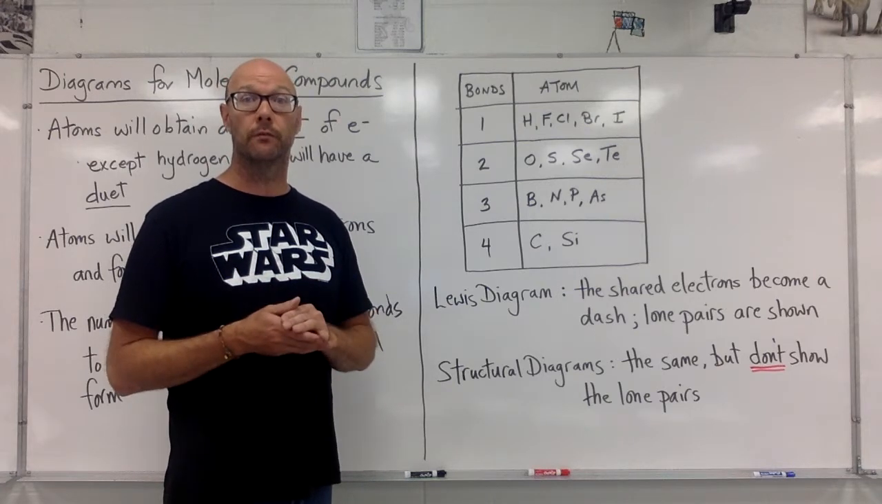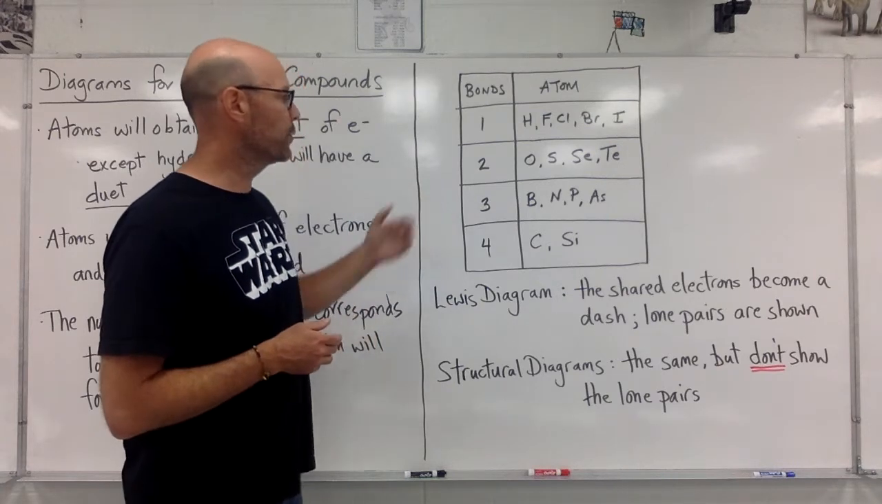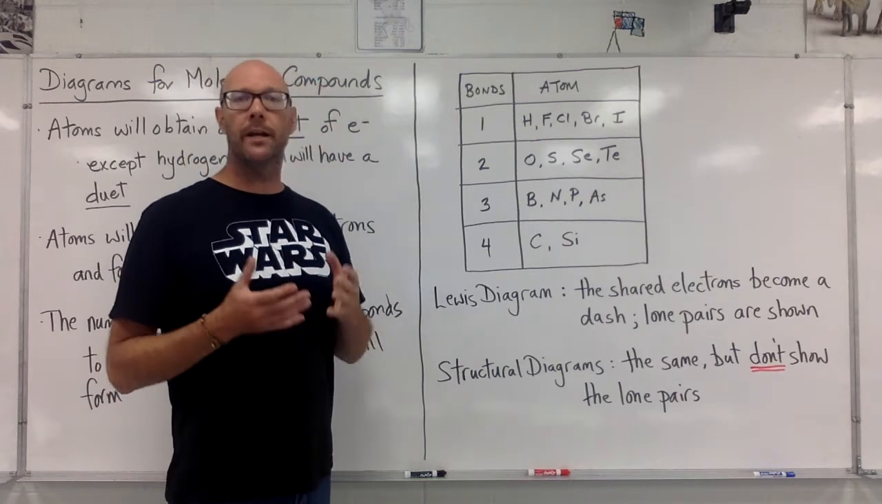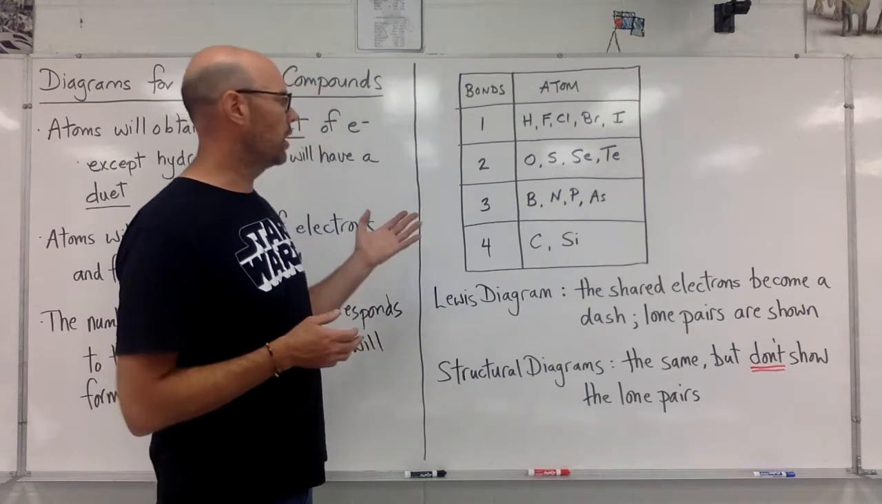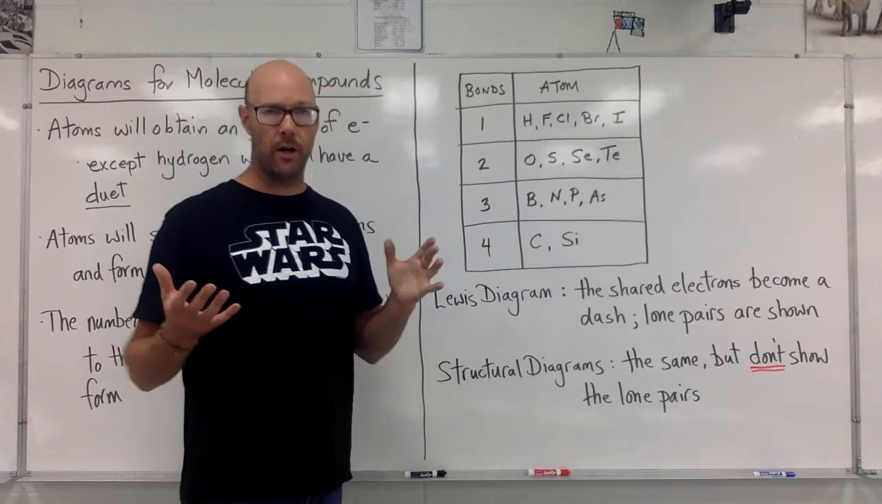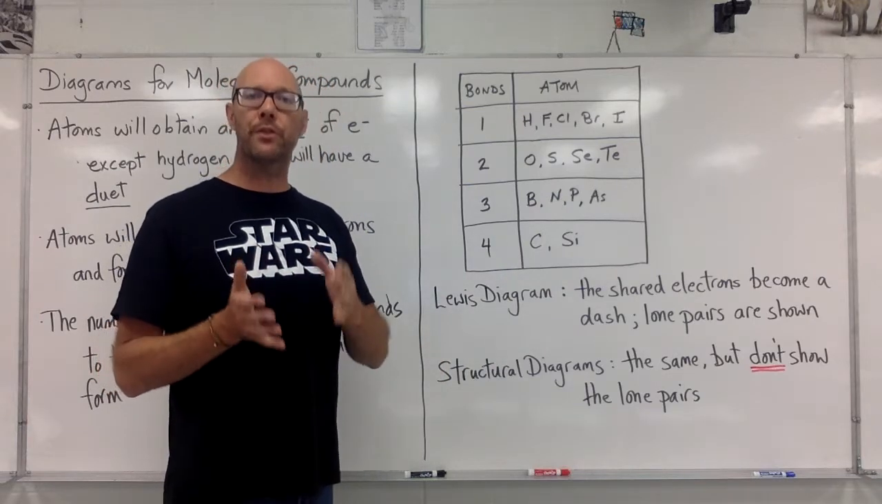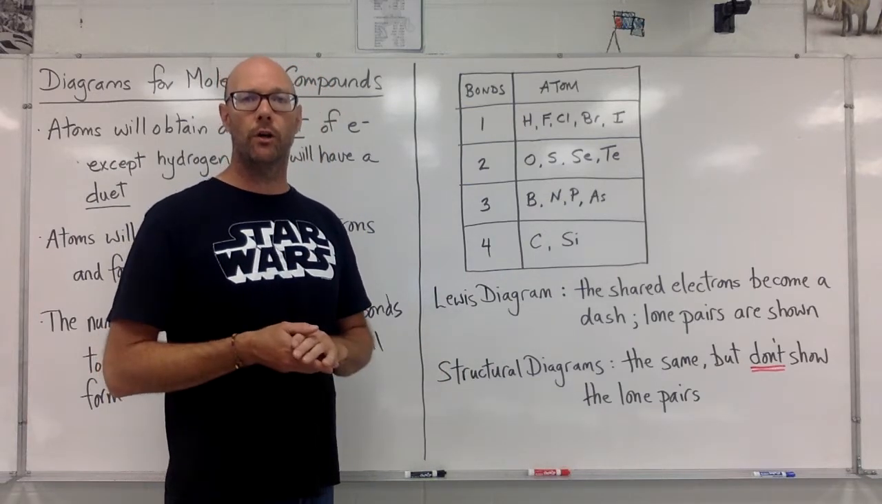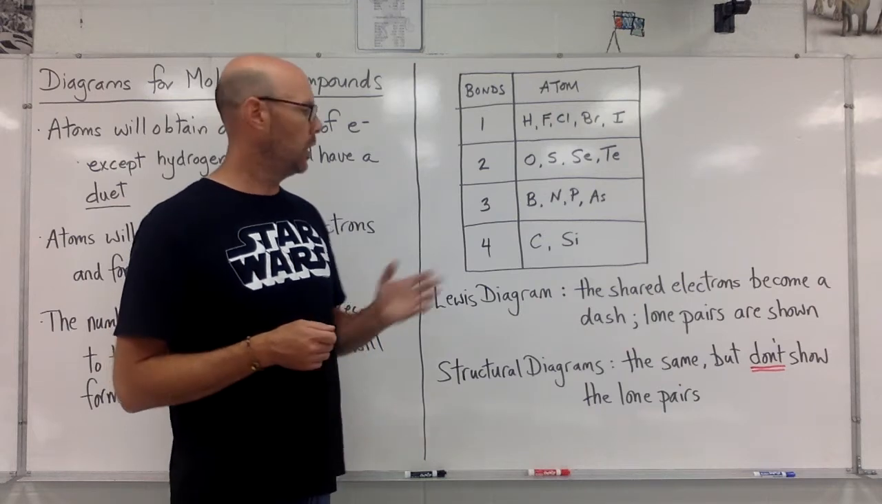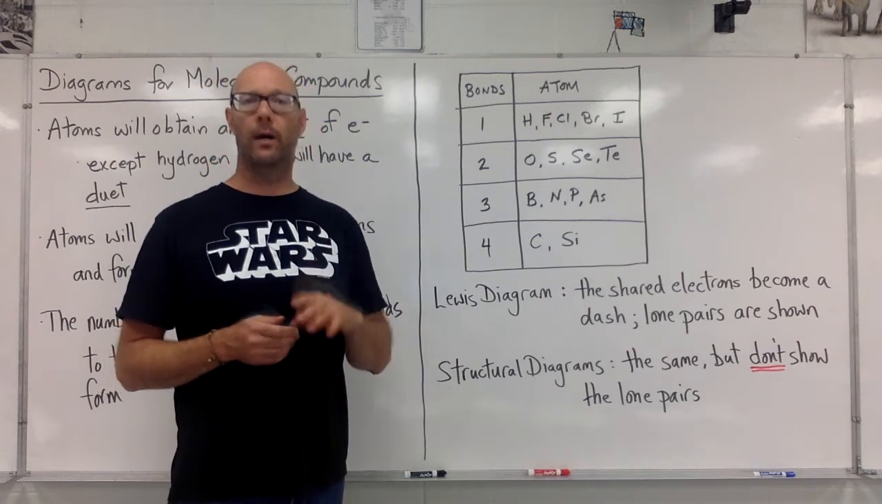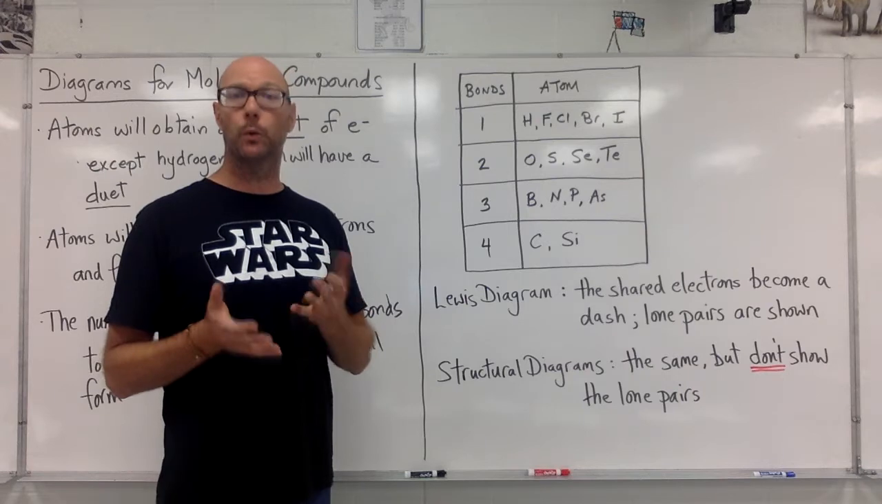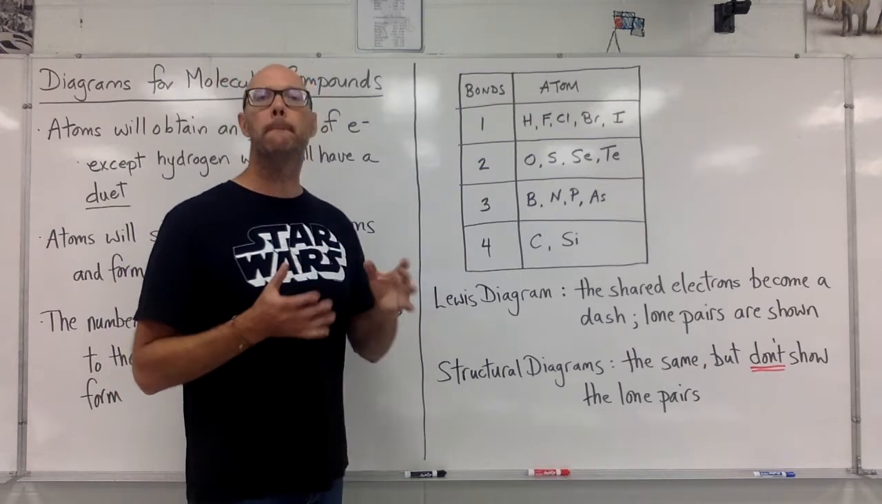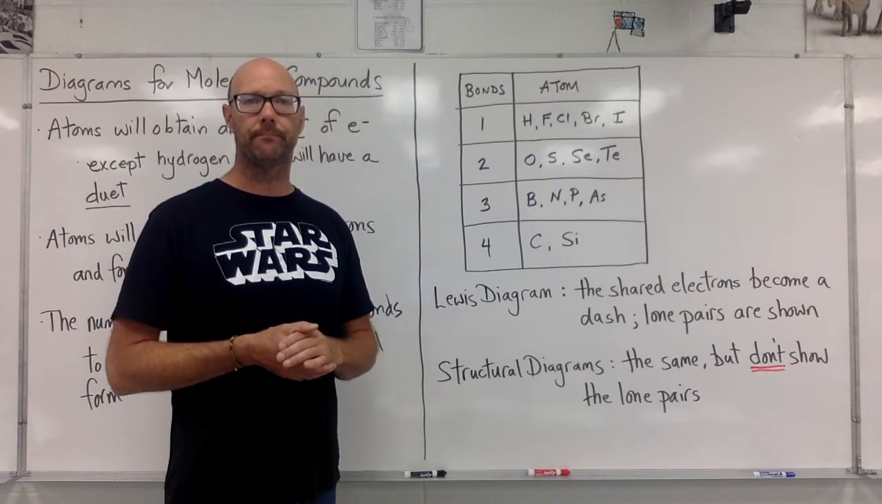The same for sulfur. At 3, boron, nitrogen, phosphorus, and arsenic, we're not going to see arsenic very often, all have 3 bonding electrons. They're all going to have 3 bonds. Carbon and silicon, 4. Anytime we do a molecule with carbon in it, that carbon must have 4 bonds.